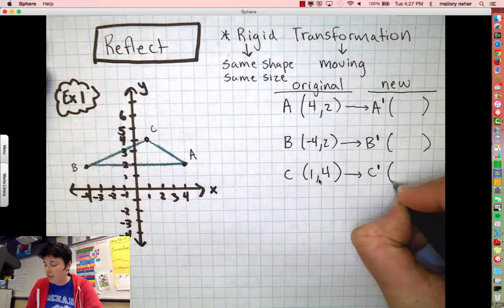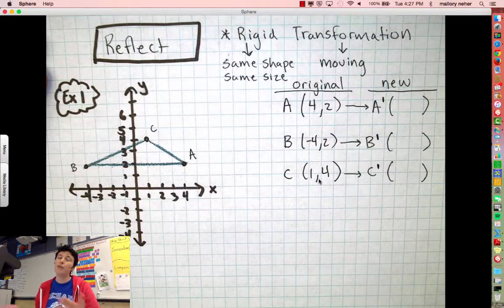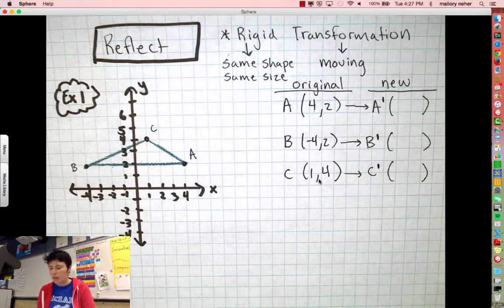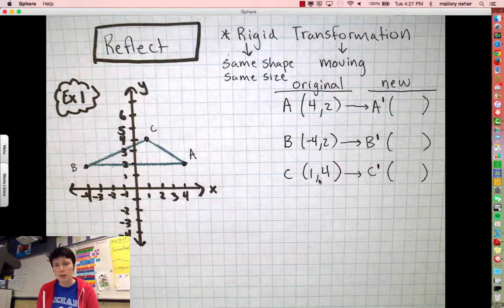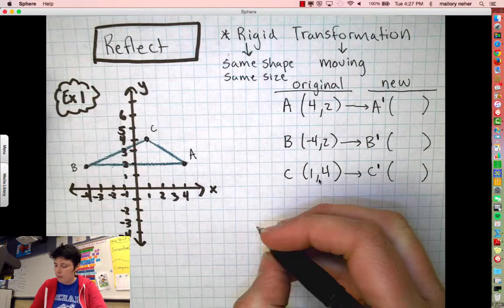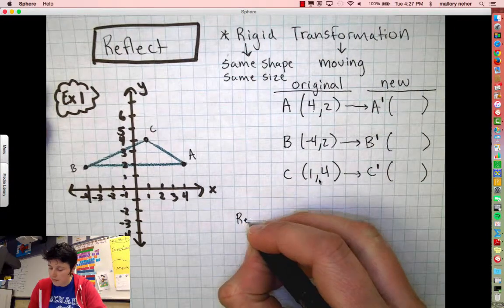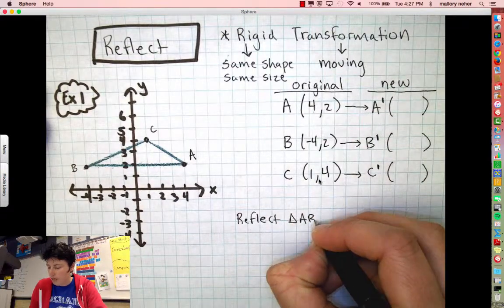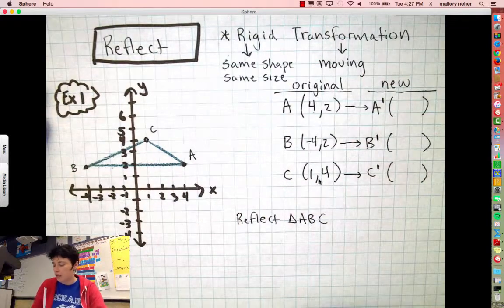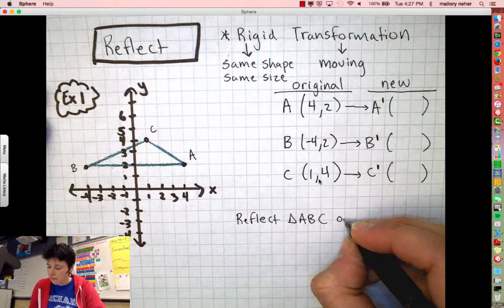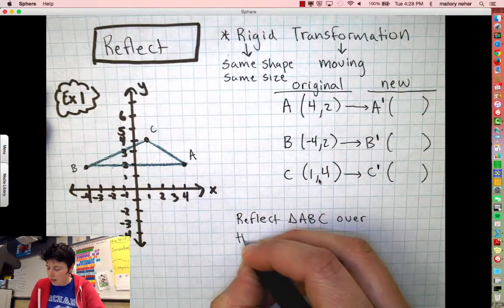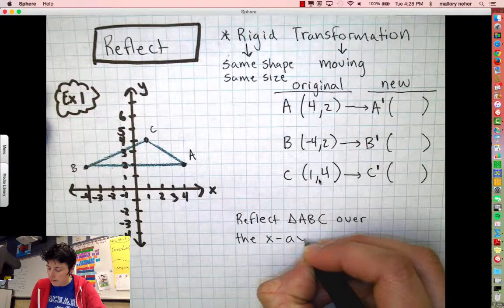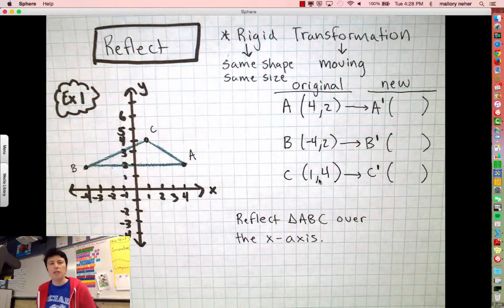Now we can't even do any of this without some directions. There's no directions yet in this problem. So here we have a triangle. We've plotted the points. We know we're going to look for a new one, but what are the directions? So here's the directions for this problem. We're going to say reflect triangle ABC over the x-axis. Reflect triangle ABC over the x-axis.